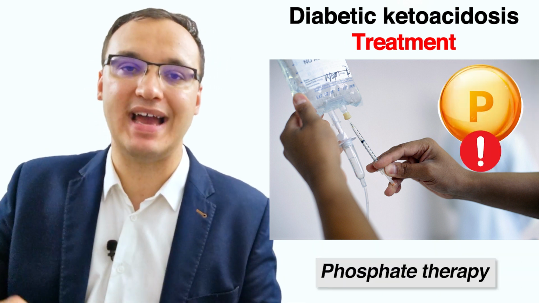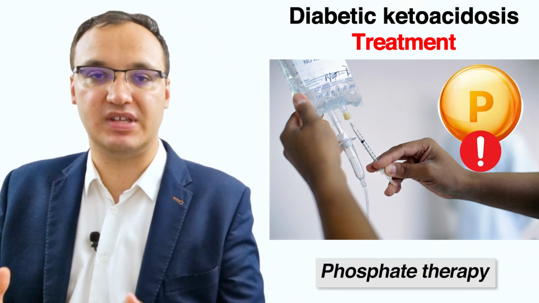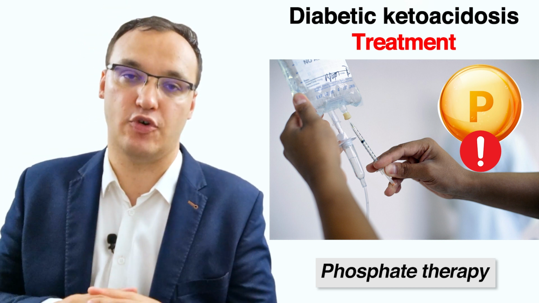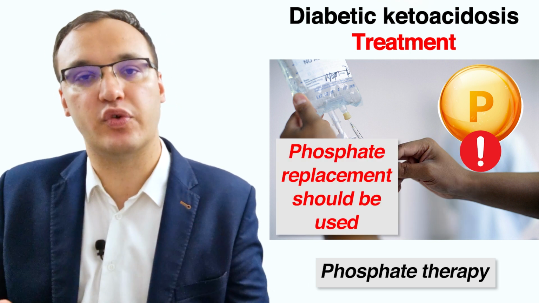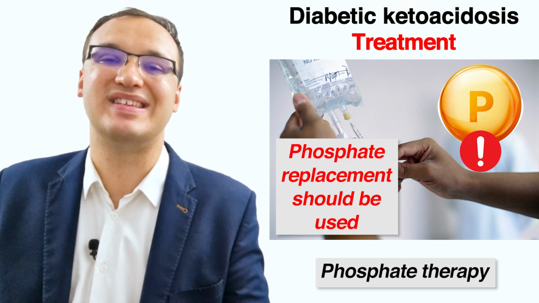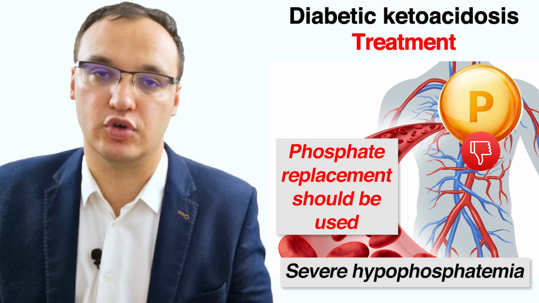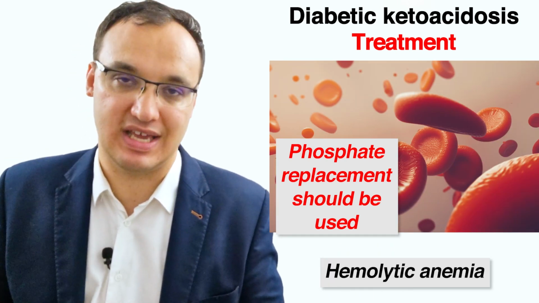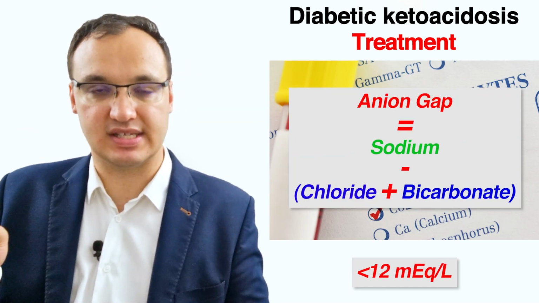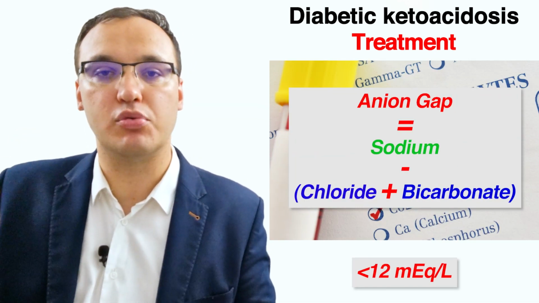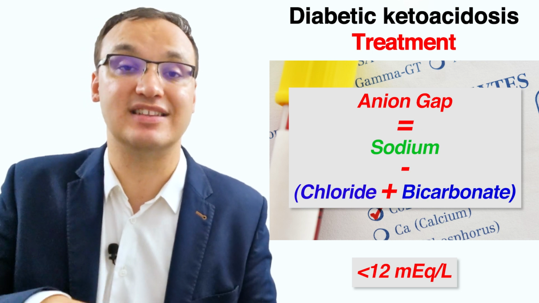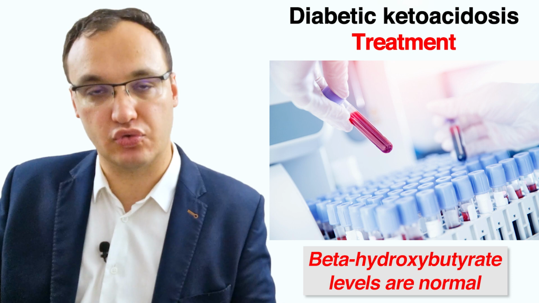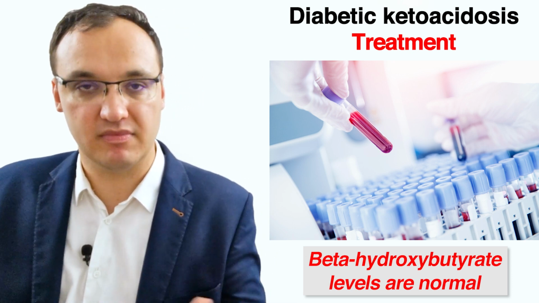And also, despite the whole body phosphate depletion being a common feature in this disease, we do not administer phosphate routinely. Rather, phosphate replacement should be for patients with very severe hypophosphatemia, or respiratory or cardiac failure, or hemolytic anemia. The ketoacidosis is resolved when there is a normalization of the serum anion gap to less than 12 millimole per liter, and when the blood beta-hydroxybutyrate levels are normal, if available.